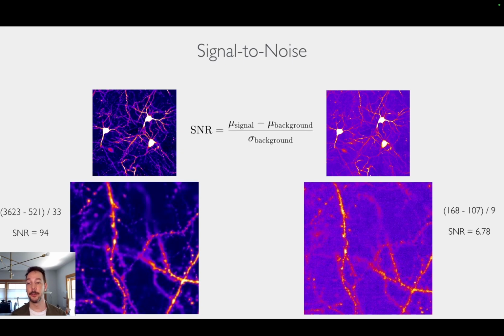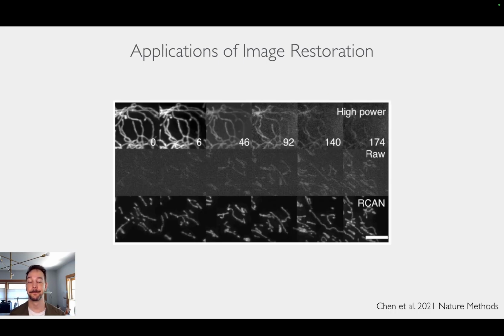So you can see on the left, our signal to noise is 94. On the right, it's 6.78. And so this is really a good metric of saying, okay, this is how different these images are. And this is also a metric you can use to report how the image is improved by restoration.